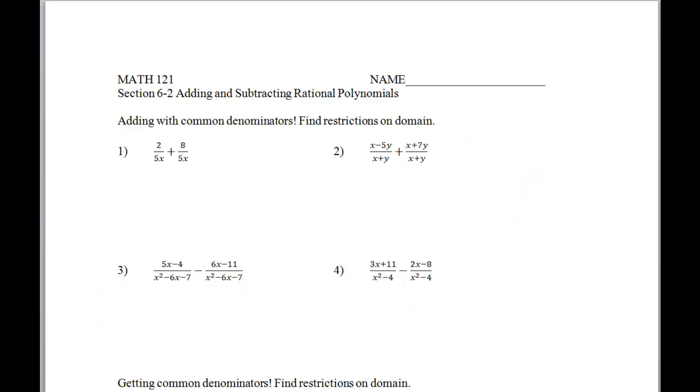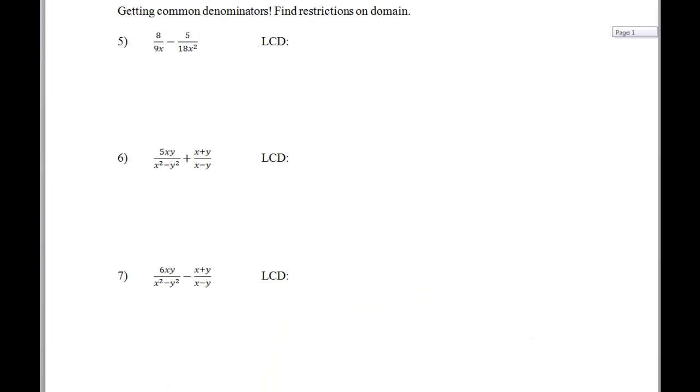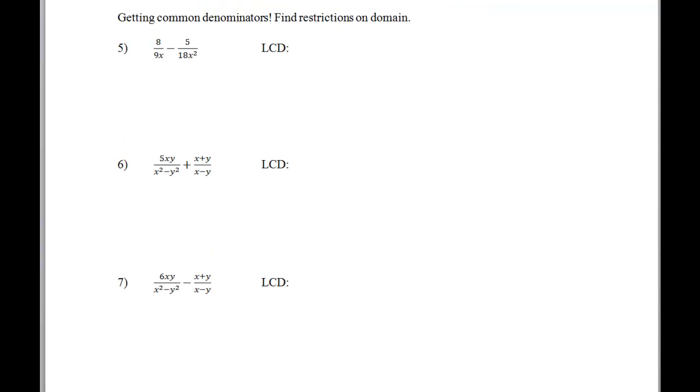Now things get a little bit more difficult when we have to go to getting common denominators. And we're also going to find restrictions on the domain to round out this side of the worksheet here. Now, the common denominator first, well, before our common denominator, let's talk about restrictions on the domain. So you'll notice that I could plug a 0 in here and get 8 divided by 0, as I could do here. So my restriction is x cannot be equal to 0 in this case.